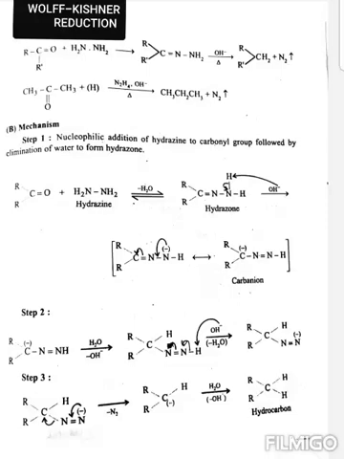Wolff-Kishner reduction. The Wolff-Kishner reduction is nothing but ketones reacting with hydrazine in the presence of sodium ethoxide to form hydrocarbons. So this is the mechanism of the Wolff-Kishner reduction.